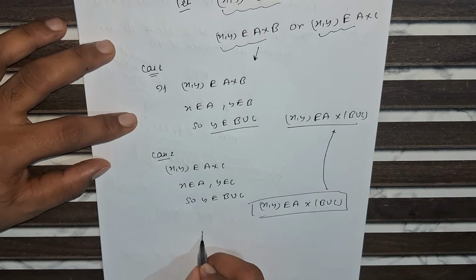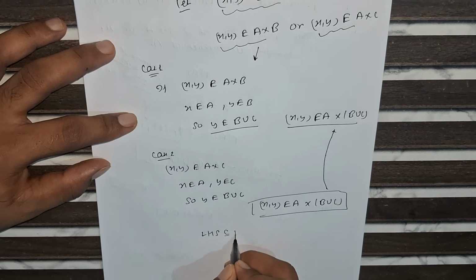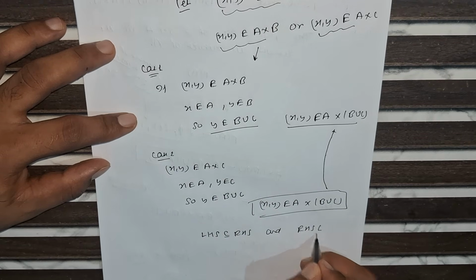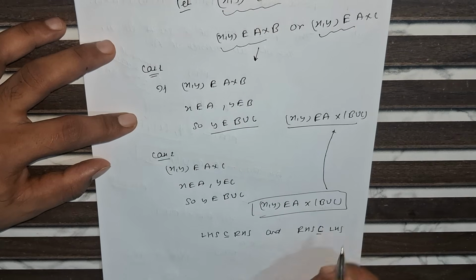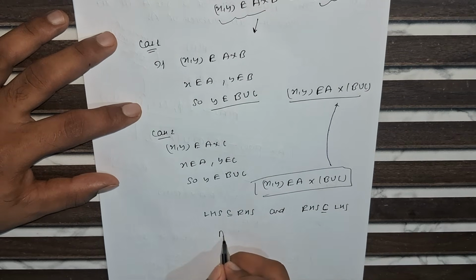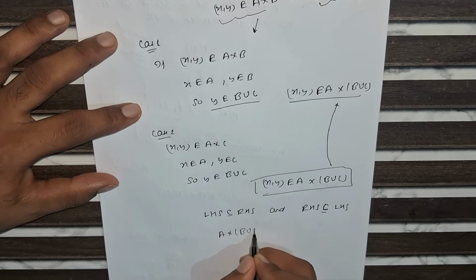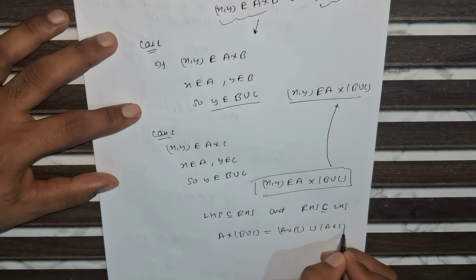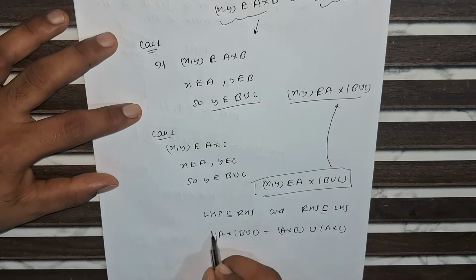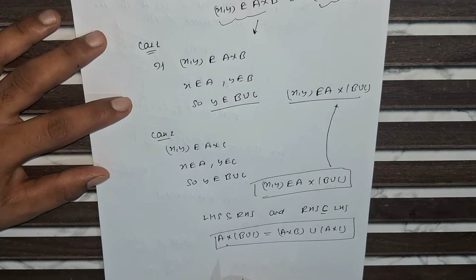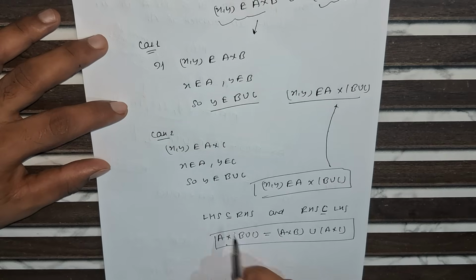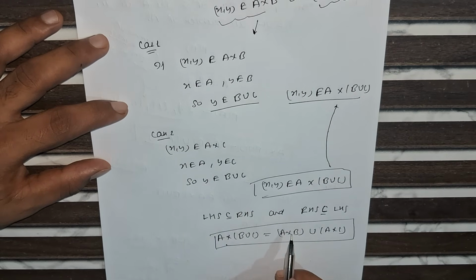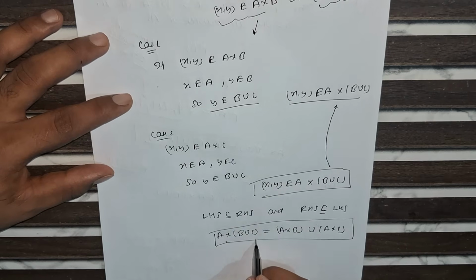It means LHS is a subset of RHS and RHS is a subset of LHS, both are true. So A cross (B union C) is equal to (A cross B) union (A cross C). With the help of the element method, we prove that LHS is a subset of RHS and RHS is a subset of LHS.